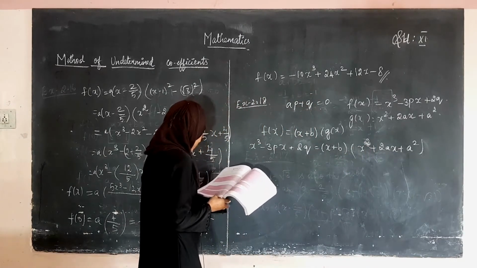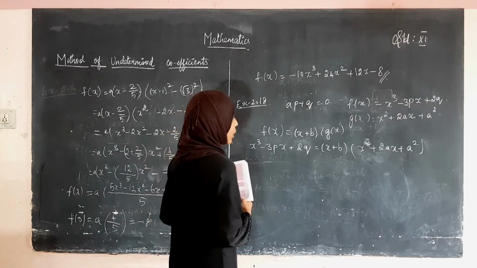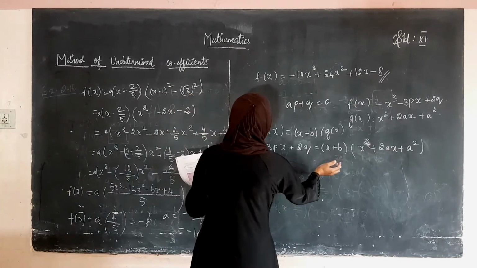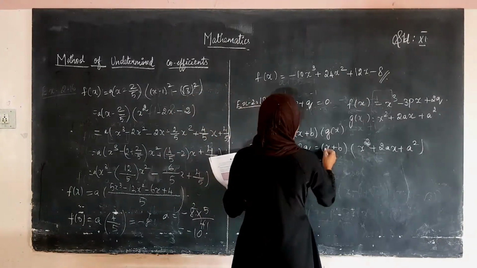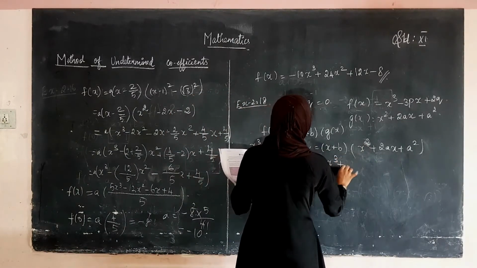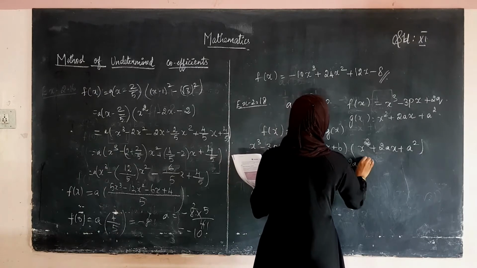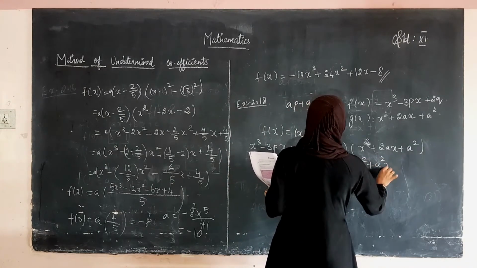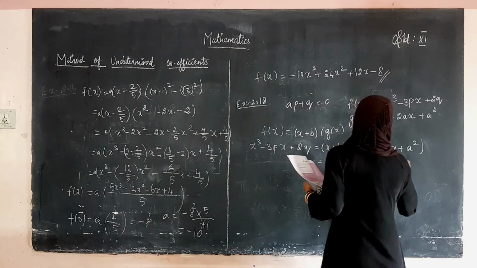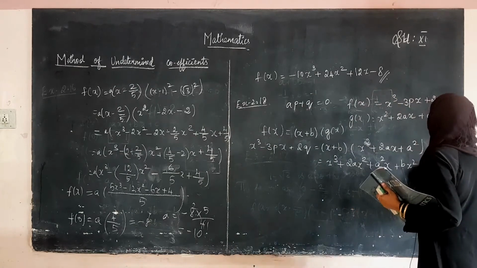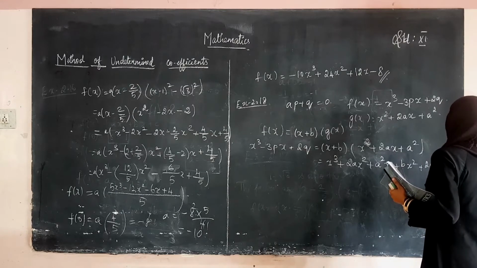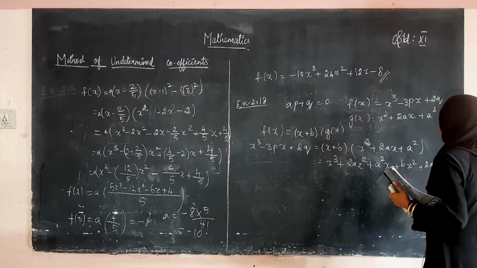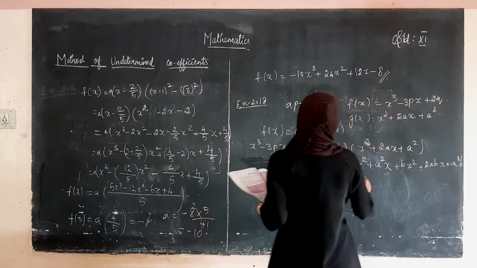Okay, clear? Now what we are going to do is multiply this and equate the coefficients on both sides. Now let us multiply x into all terms. So x cube plus 2ax square plus a squared x, and then b into all terms is plus b into x squared plus 2abx plus a squared b. Okay, now form the terms.